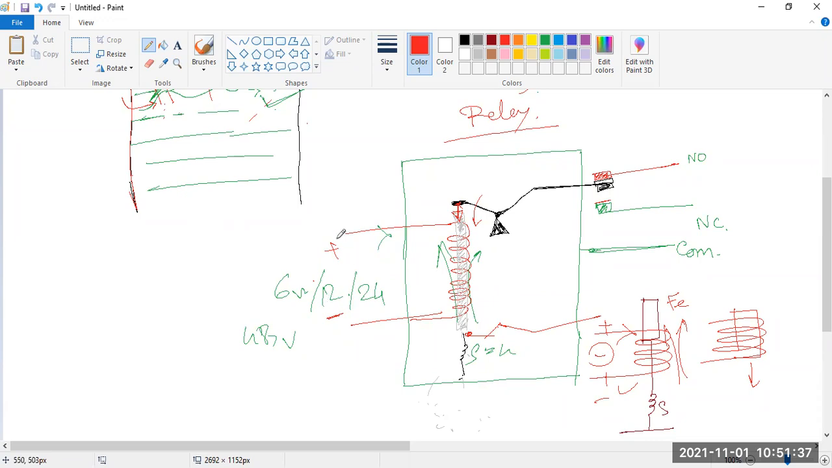But whenever you release this, what happens? The plunger will go to the upper side, and whenever the plunger goes to the upper side, the other side will go to the downside, because it is a lever. If you pull over here, it will touch the NO position. Okay, normally, sorry, this is the NC position.